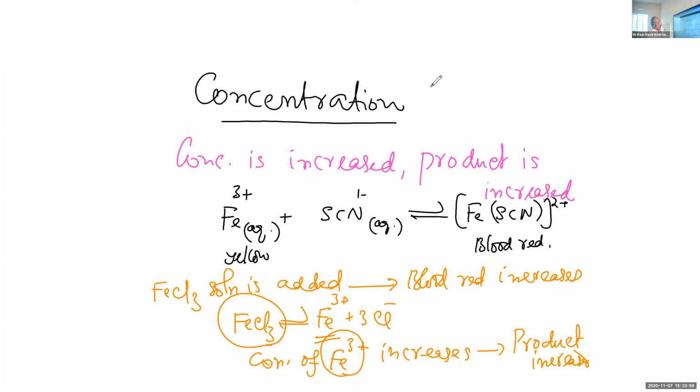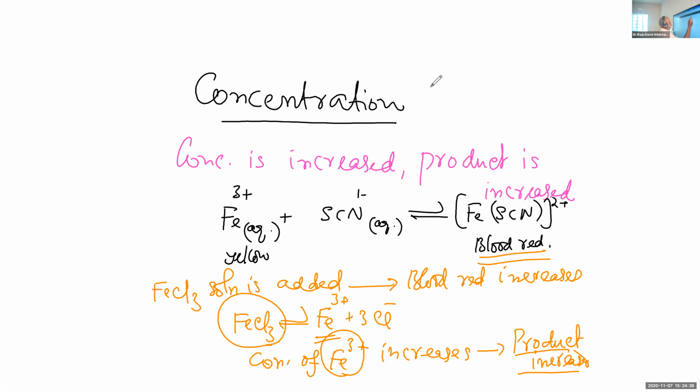The concentration of the reactant Fe3+ is increased. So the forward reaction increases and the product is increased. The product is the blood red colored complex. Since the forward reaction increases, the blood red coloration also increases. The product increases and the blood red coloration increases.